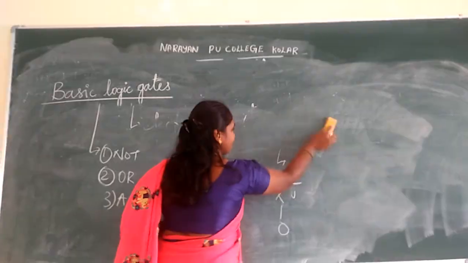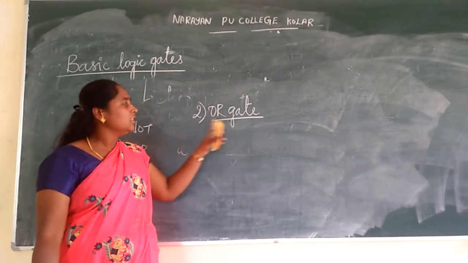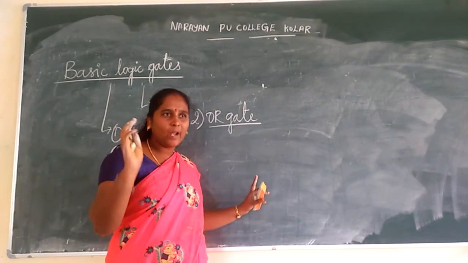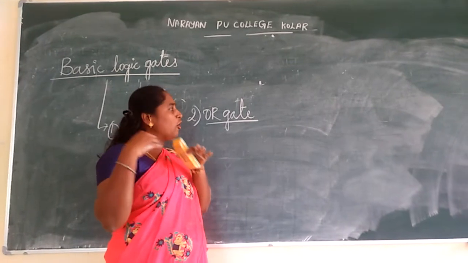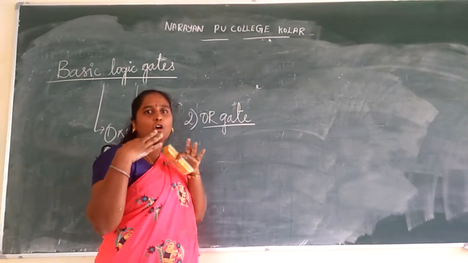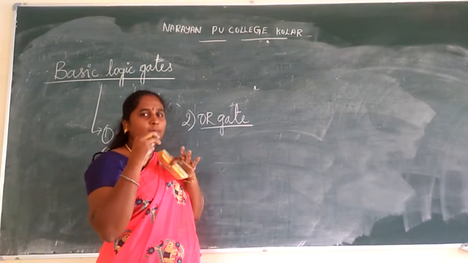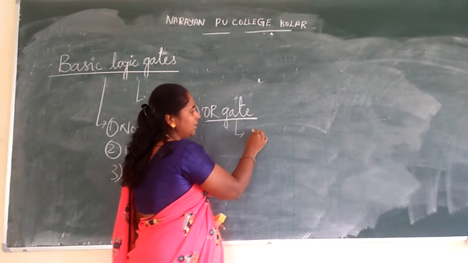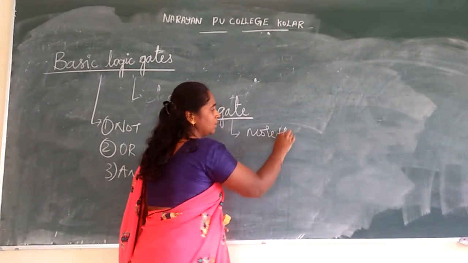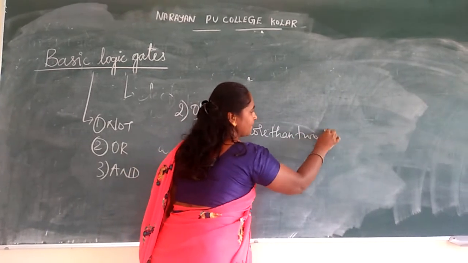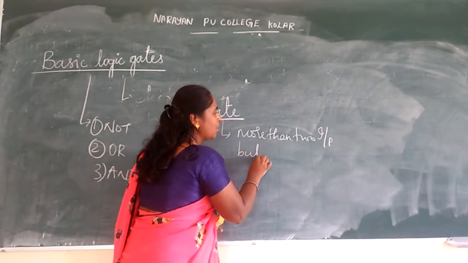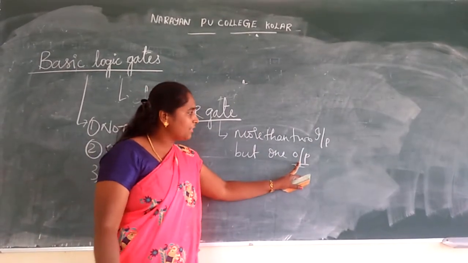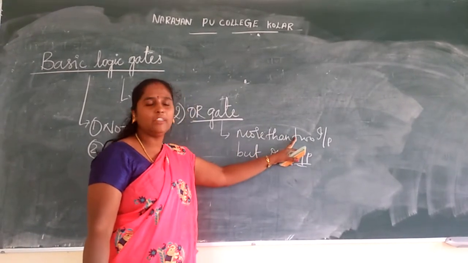Second one is your OR gate. This OR gate operates on two or more input signals but produces only one output signal. The output obtained performs a logical addition of the inputs. That is your OR gate. It takes two or more input signals but produces one output signal, which is the logical addition of the input signals.